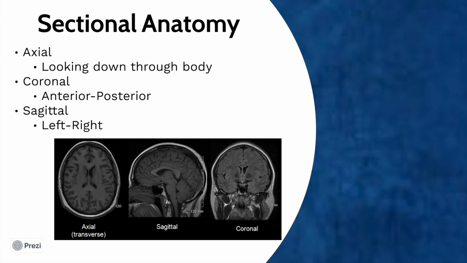In CT, the sectional anatomy has three views: axial, coronal, and sagittal. In axial, you are looking down through the body. In coronal, you are looking from anterior to posterior of the body. And in sagittal, you are looking from the left side of the body towards the right.